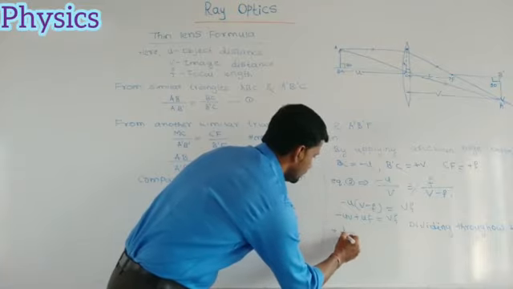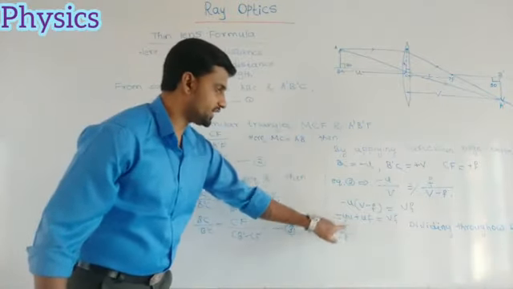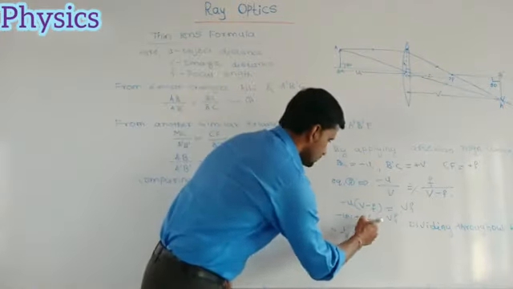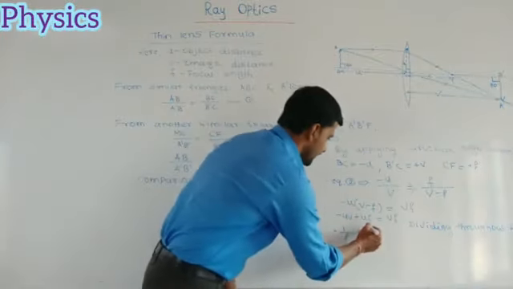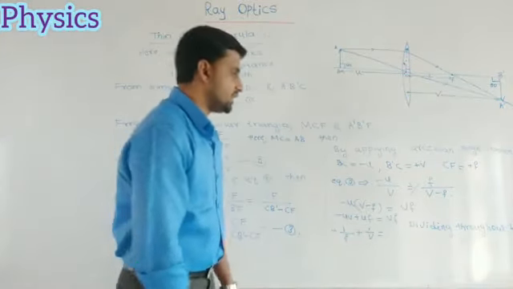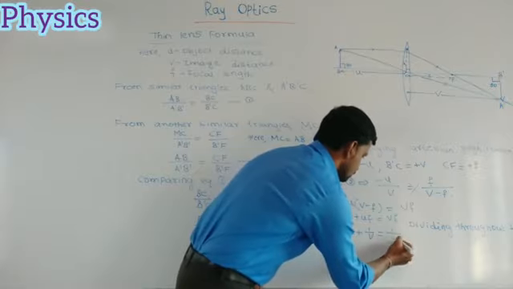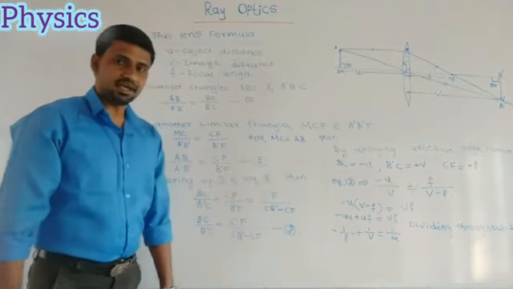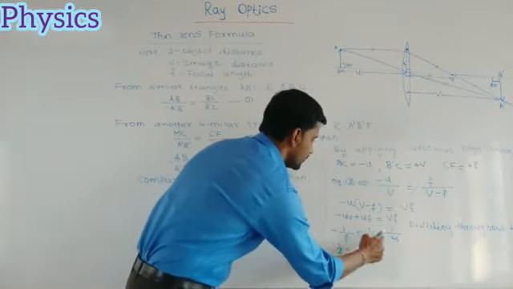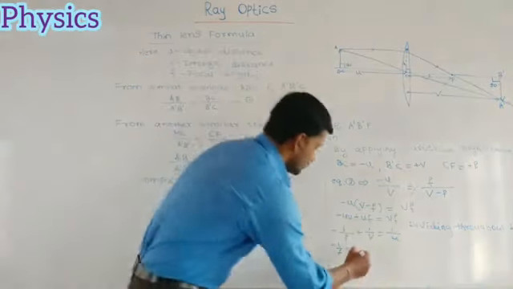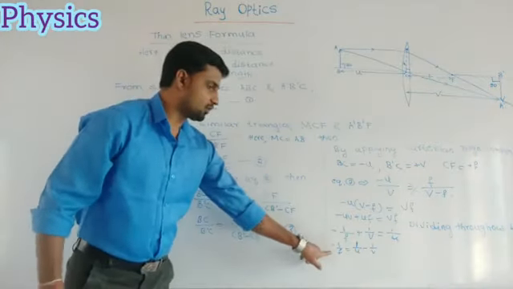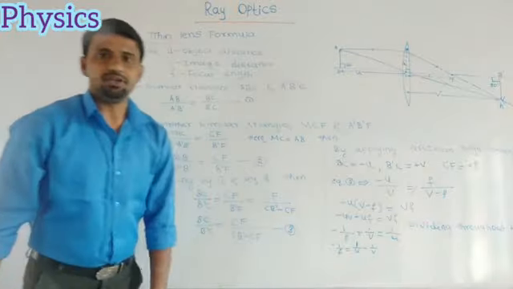Dividing throughout by UVF, we get minus 1 by F. Here U gets cancelled, and F remains in the denominator. Here plus, V remains in the denominator. That is equal to, on the right hand side, U remaining in the denominator. Correct? By rearranging, I am taking 1 by V to the right hand side, so I can write 1 by U minus 1 by V. So minus 1 by F is equal to 1 by U minus 1 by V.